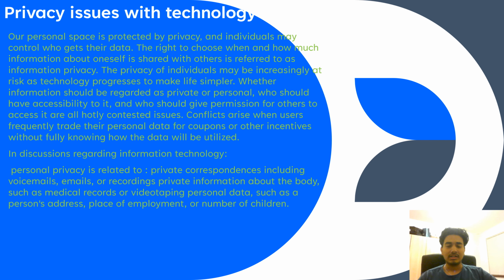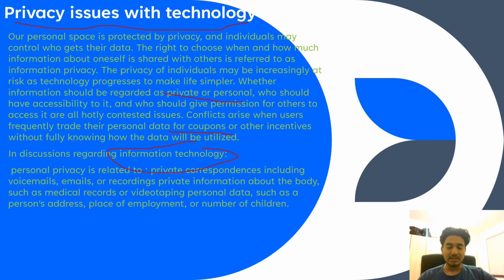Furthermore, what we have here are the privacy issues with technology in the 21st century. Our personal space is protected by privacy, and individuals may control who gets their data. The right to choose when and how much information about oneself is shared with others is referred to as information privacy. Conflicts arise when users frequently trade their personal data for apps or other offerings without fully knowing how the data is being utilized, in discussions regarding information technology.